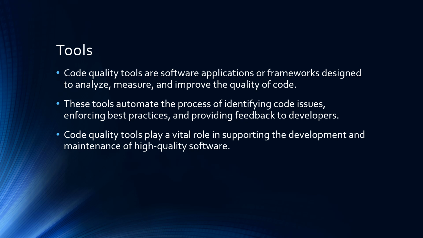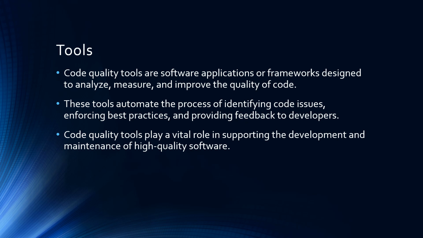Let's explore the essential tools that support code quality in the DevOps environment. These tools are more than just utilities. They're crucial allies in maintaining and improving code quality throughout the development lifecycle. Code quality tools have evolved significantly over the years. From simple linters to sophisticated analysis platforms, these tools now offer comprehensive capabilities for ensuring code quality. They serve as automated guardians of your codebase, constantly checking for potential issues and enforcing best practices.